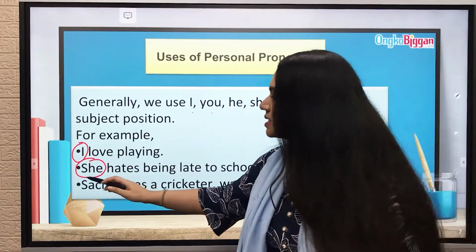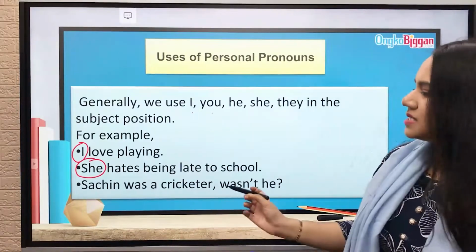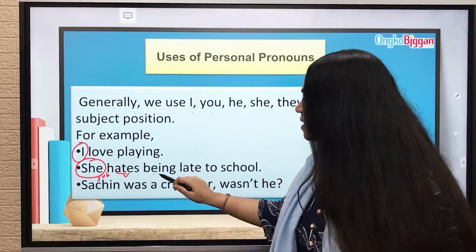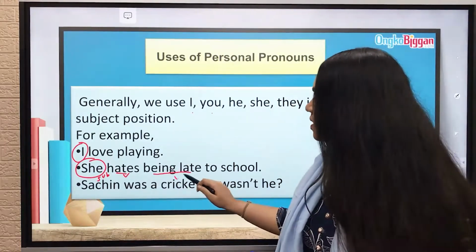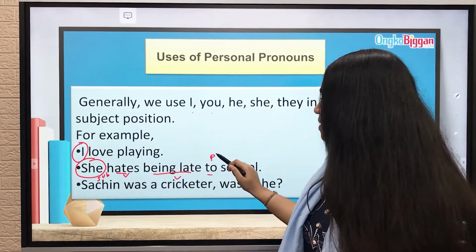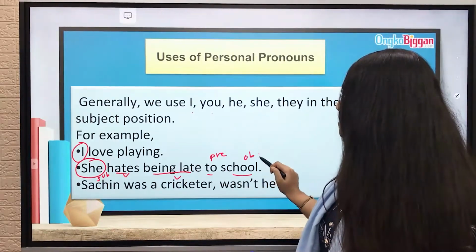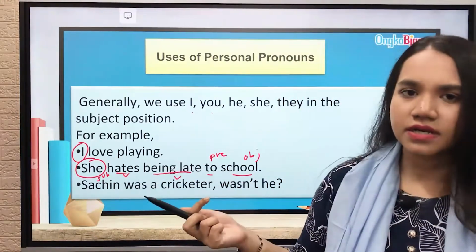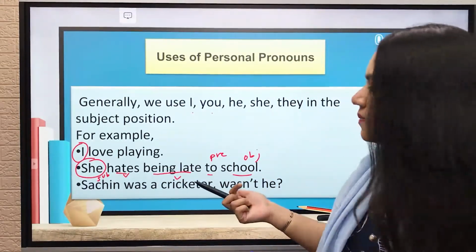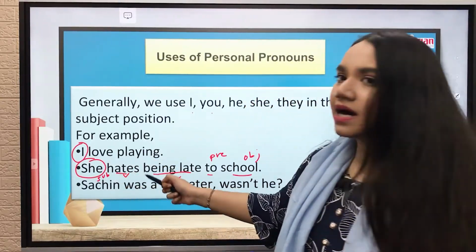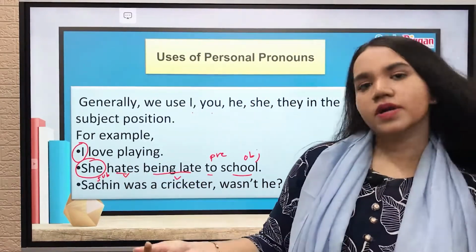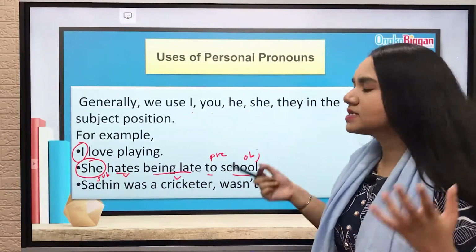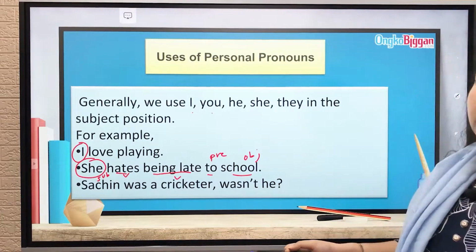So once again, in this sentence, what are the parts of speech? Let's see. She is the subject of this sentence. Hates is the verb. Being late is also a part of the verb. To is the preposition and school is the object. Because this sentence has started with the word she, and she is followed by a verb, we understand that this word here is a subject and the subjective form is she. Sachin was a cricketer, wasn't he?